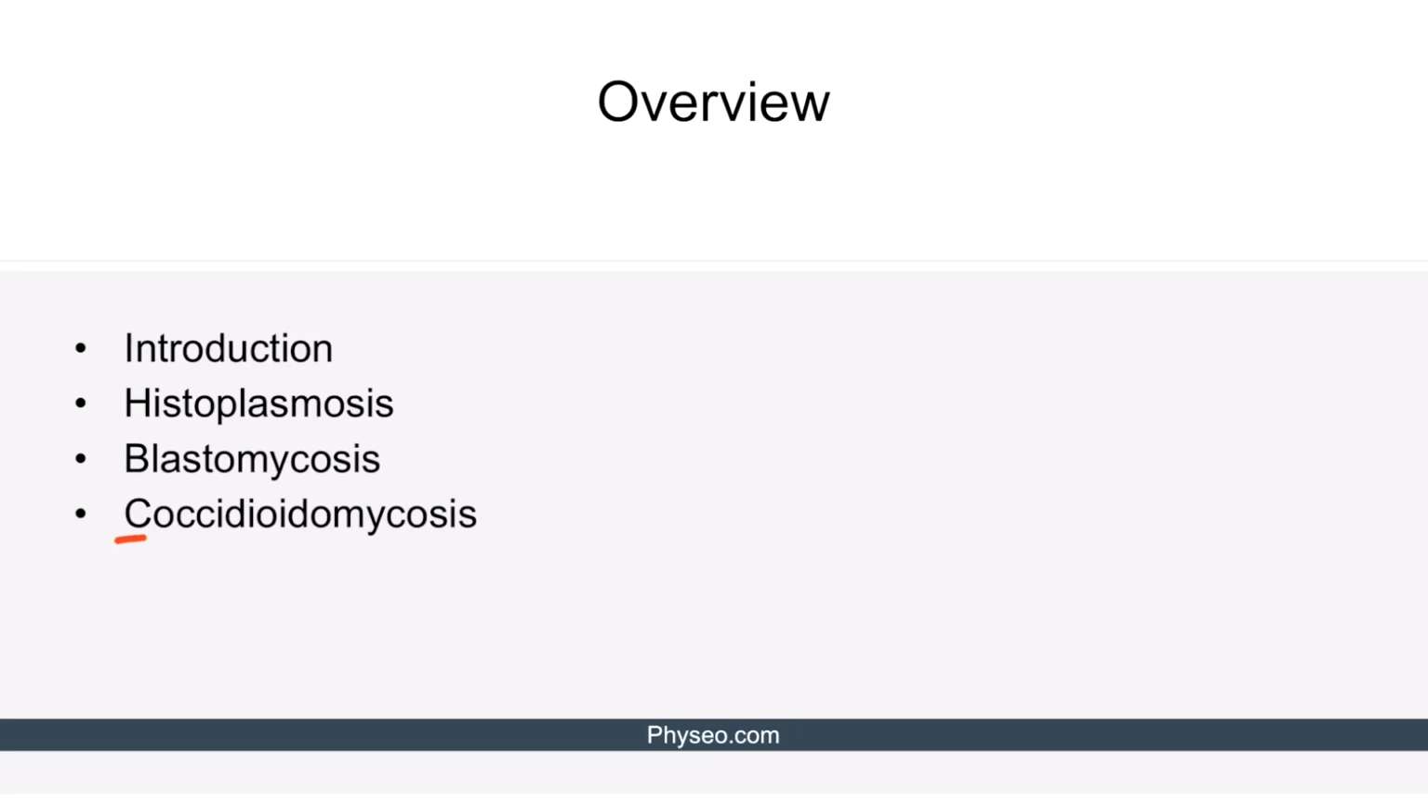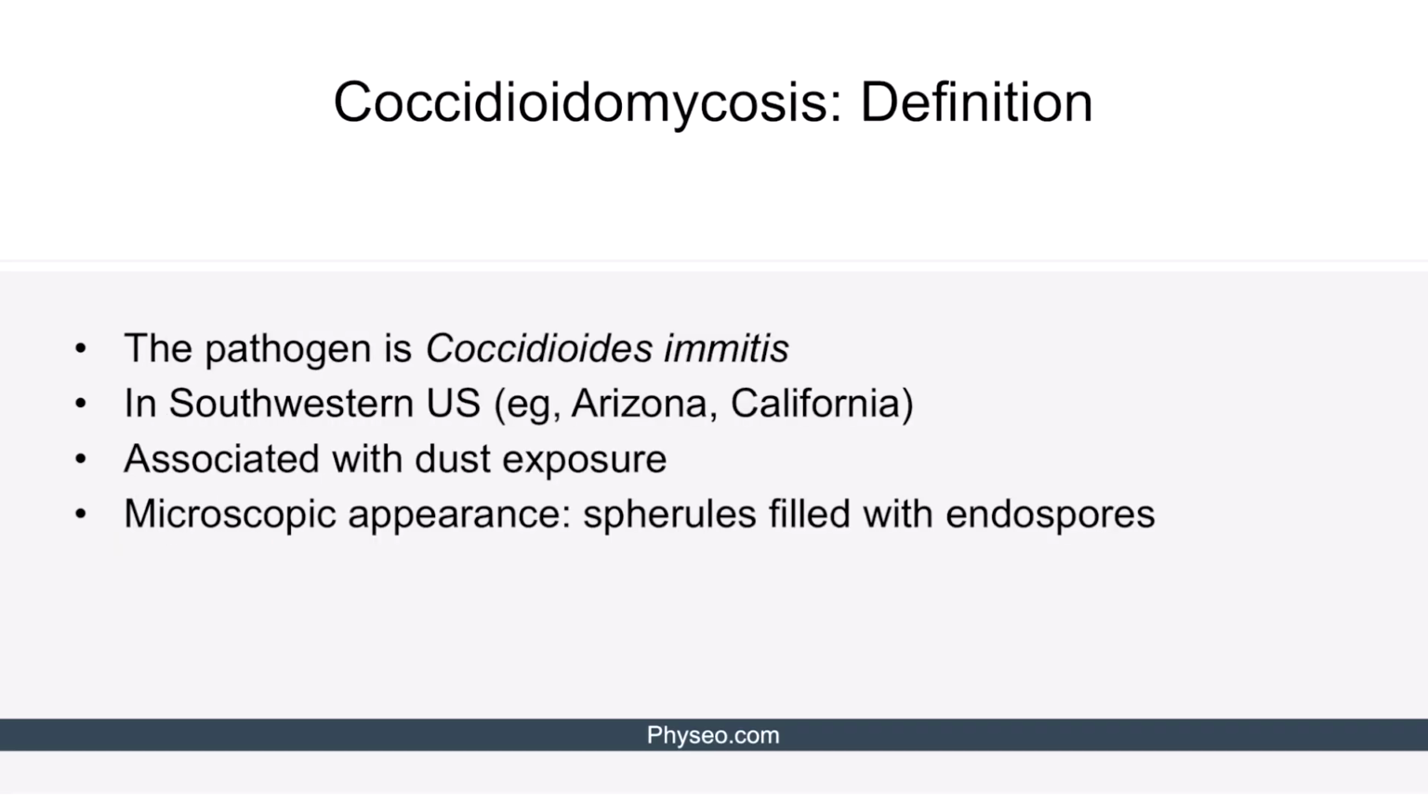Lastly, let's discuss coccidioidomycosis. Coccidioidomycosis is defined as a fungal infection caused by Coccidioides immitis. And the endemic regions are the southwestern United States, and we're thinking really Arizona and California. And it's strongly associated with exposure to dust. And that makes sense, considering we're referring to the southwestern United States, where you would get exposed to more dust in the desert. And under the microscope, coccidioides appear as spherules filled with endospores.